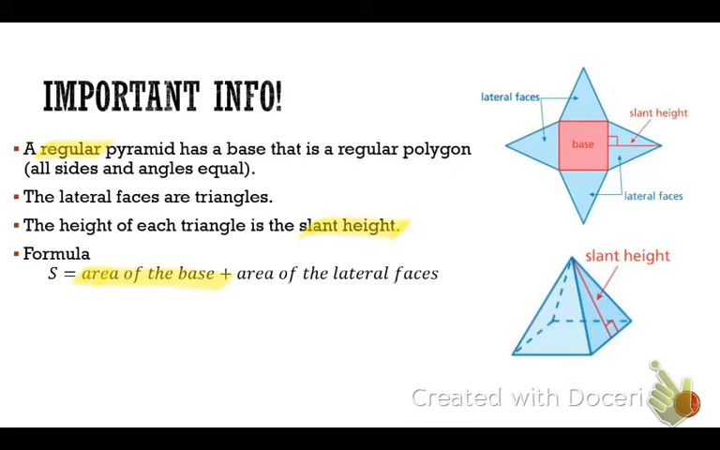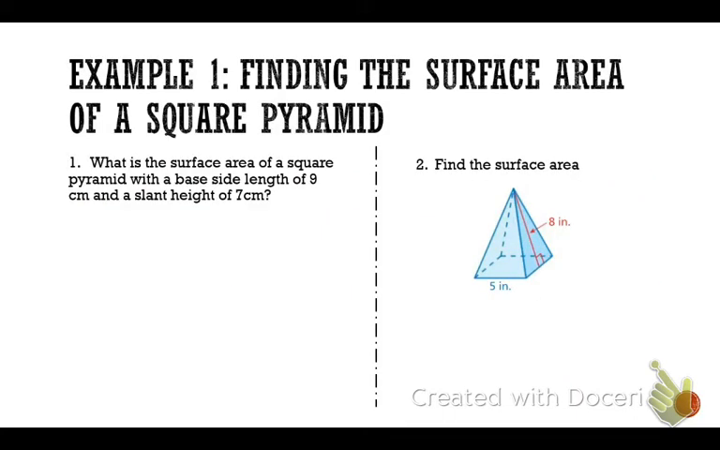All right, so the area of the base, or whatever shape your base is, that's the kind of pyramid it is. So it could be a triangular pyramid, a rectangular pyramid. It could be all those different types of things. And then you add the area of your lateral faces. So what is the surface area of, now it's always going to categorize it if it's in words, so what kind is it? A square pyramid that has a base side length of 9 centimeters and a slant height of 7 centimeters.